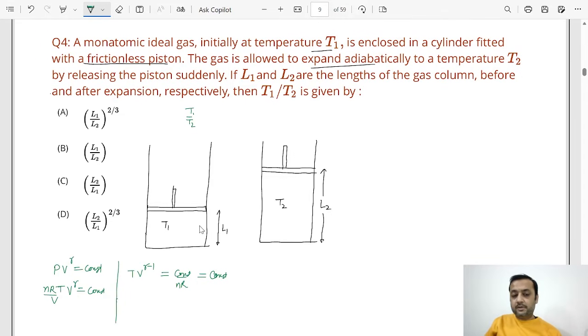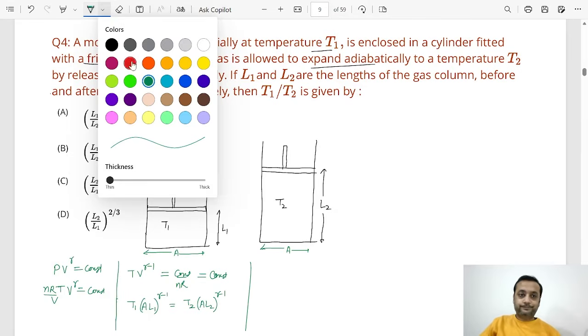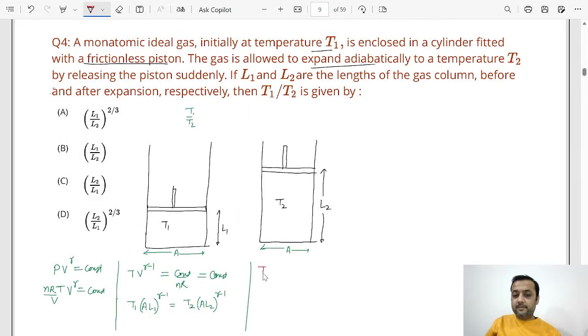Now look, what is the volume of the gas initially? If I call the cross section area A, the volume of the gas initially is A into L1. So I will say that T1 into V1 to the power gamma minus 1, where V1 means AL1, is equal to T2 into the final volume AL2 to the power gamma minus 1. This will be equal because it is constant. Yes or no? Now the question is over because you have to find T1 by T2.